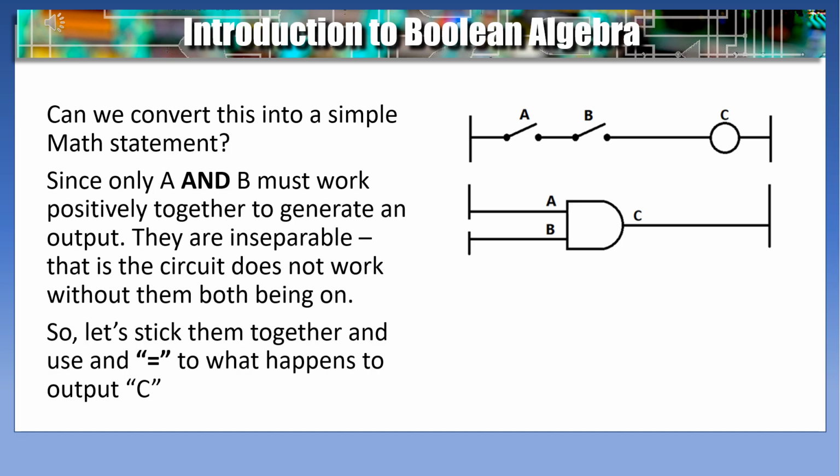But can we convert this into a simple mathematical statement? This logic says that A and B must work positively together to generate an output. They are inseparable. That is, the circuit does not work without them both being on. So let's stick them together and use an equal sign to see what happens to output C. We get AB equals C.